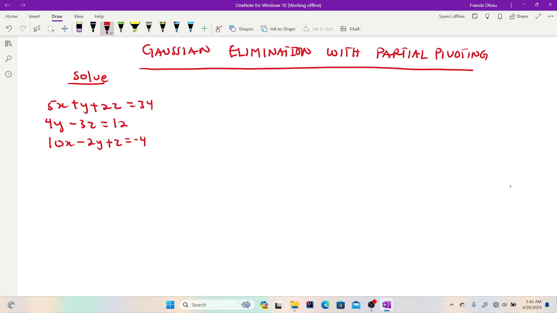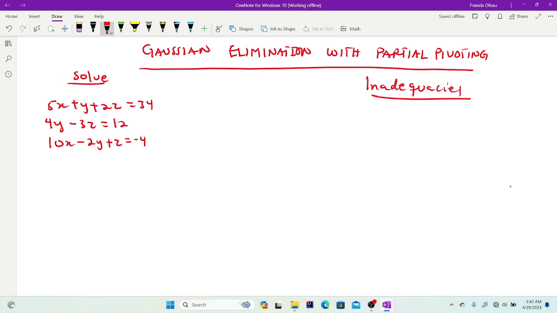So Gaussian elimination with partial pivoting is an upgrade on the naive Gaussian elimination. In our previous lessons we solved naive Gaussian elimination. Please visit that video so you get the concept as we progress. Gaussian elimination with partial pivoting deals with the inadequacies of the naive method.